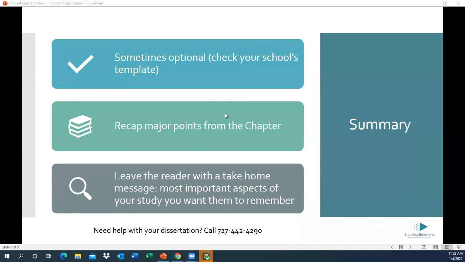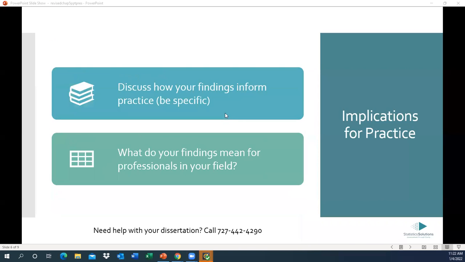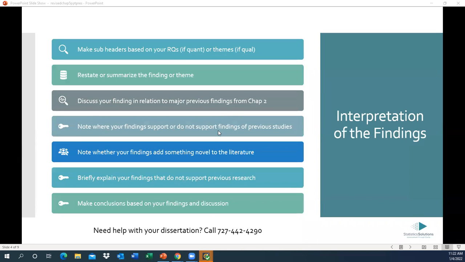One more thing I didn't talk about, I'm going to go back to it. Interpretations of the findings, which again is largely about discussing your findings in relation to the findings of previous literature. We also need to talk about theory a little bit, or your theoretical framework, or your theoretical foundation, or your conceptual foundation. Where do you put that, right? Where does the discussion of the theory go?